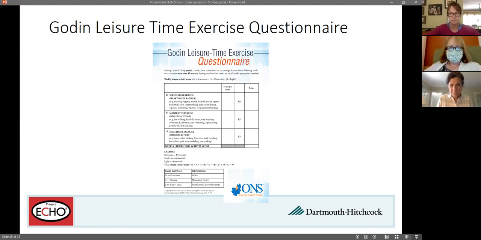So this is a really good assessment tool, the Godin Leisure Time Exercise Questionnaire. And you'll see a couple of these that I've used are from the ONS website, and that's the Oncology Nursing Society, which fortunately they are starting to do a lot more with exercise for cancer patients.